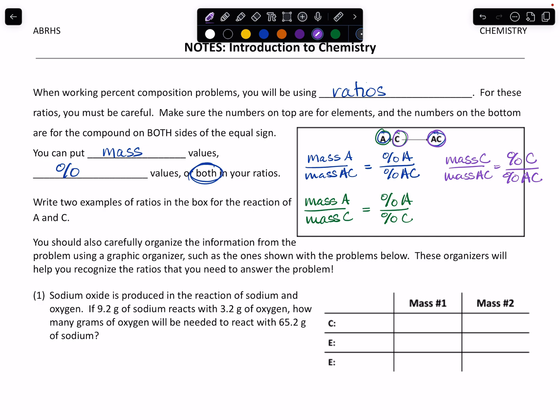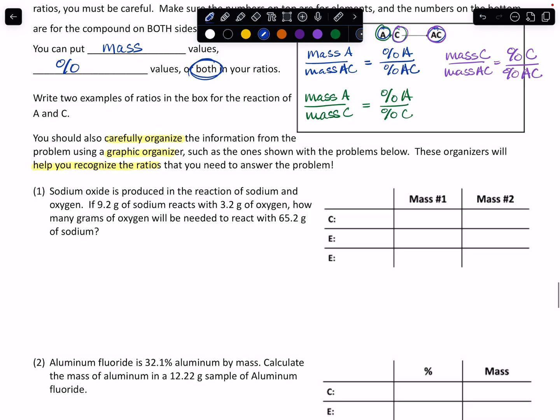All right, so we're going to look at a couple different examples. All right, but before we do that, I strongly suggest you carefully organize this information. I like to utilize the graphic organizer. I've got a couple here just so you can see what it looks like. You do not have to, all right, but they do help quite a bit. All right, in particular, they can help you recognize the ratios that you are going to need to solve the problem. All right, so let's start with this first problem.